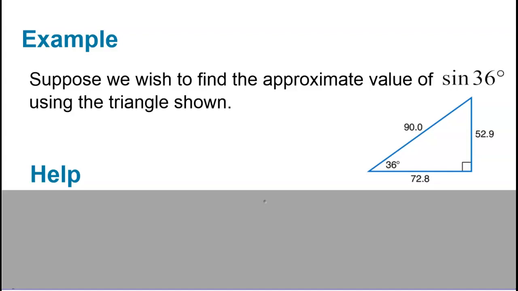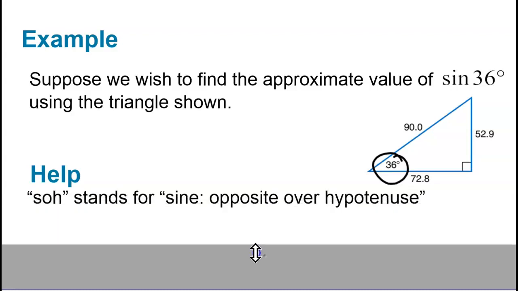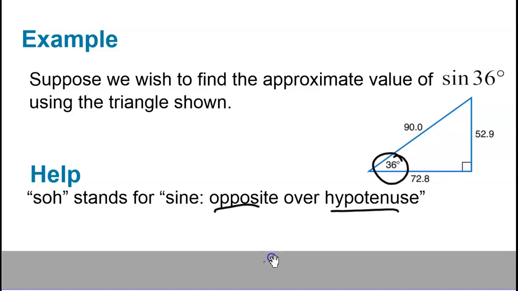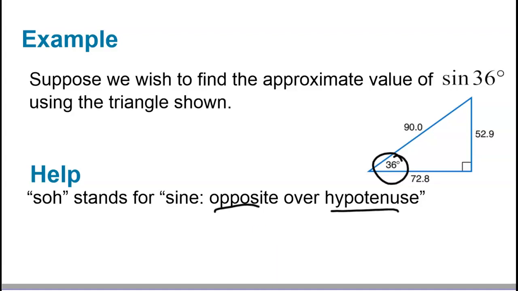Let's go ahead and put this to practical use on a problem. If you want to take a stab at trying to figure this out, go ahead and stop the video. Okay, so we are going to use the information given here to find the approximate value of sine 36 degrees. We can remember that sine is opposite over hypotenuse, so we'll look from the perspective of this angle right here. The opposite is 52.9 over the hypotenuse, which is 90.